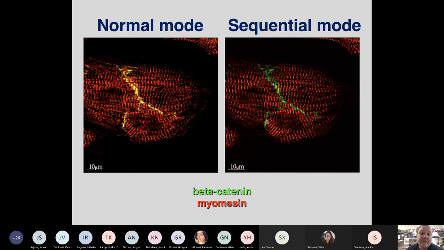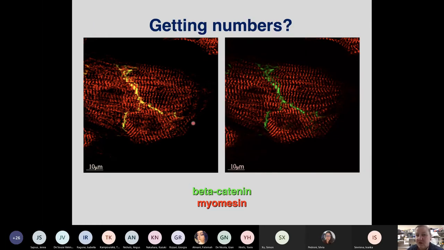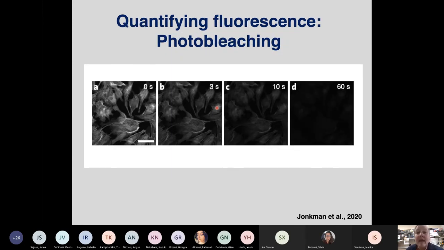Now, but often, you're not just after your pretty pictures. You may wish to get numbers out of them. And if you want to get numbers, so quantify your fluorescence, you're thinking you have problems so far? Well, think again. Because quantifying fluorescence is a completely different bag of stuff and has its own sort of problems.